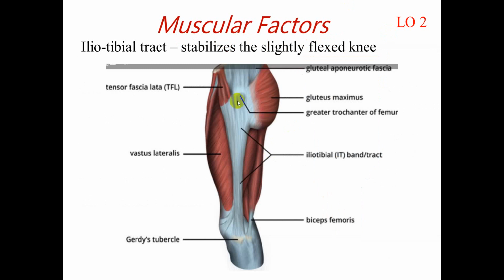Another muscular stabilizer is the iliotibial tract, which stabilizes the slightly flexed knee. This is the iliotibial tract, which is a continuation for the insertion of the gluteus maximus muscle, and it goes downward to be inserted into what is called Gerdy's tubercle on the lateral aspect of the lateral tibial condyle. It is an important stabilizer for the knee joint.